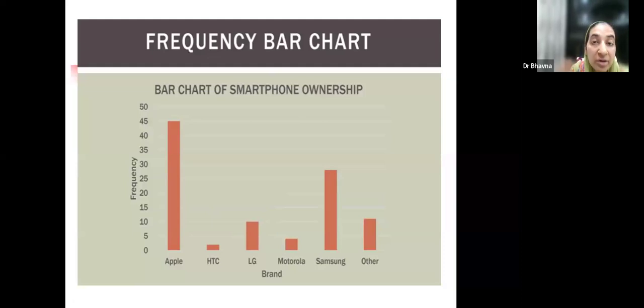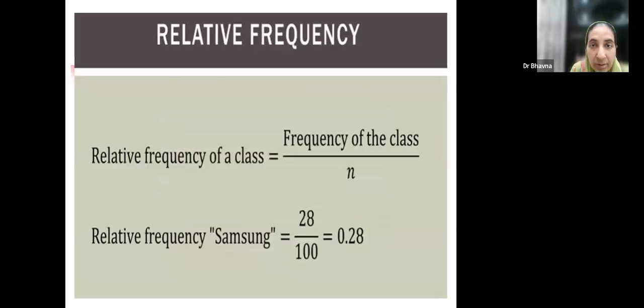So I hope you can understand the main purpose of drawing these charts. These charts give you a visual representation of data, and they save your time. You look at the data and you instantly know what the researcher is telling you. Okay, now what is a relative frequency?